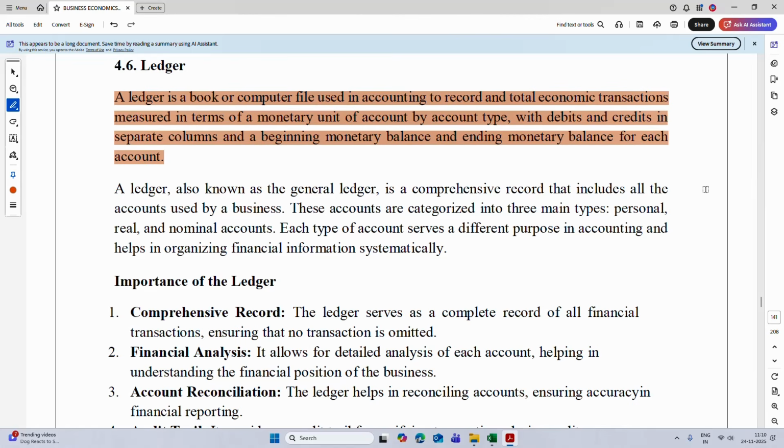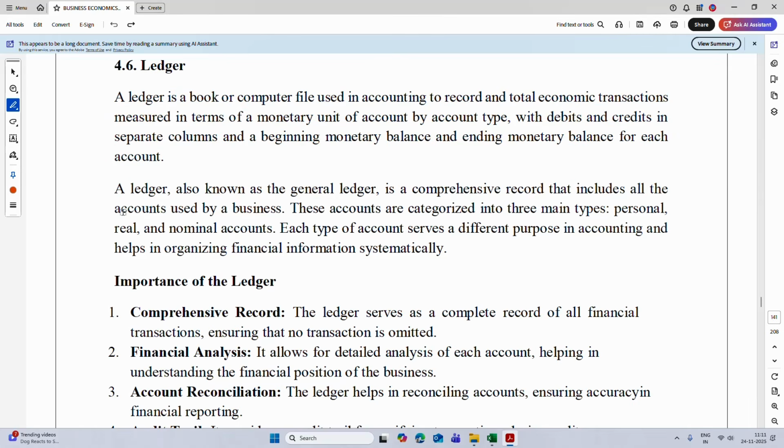A ledger is a book or computer file used in accounting to record and total economic transactions measured in terms of a monetary unit for each account by account type, with debits and credits in separate columns and a beginning monetary balance and ending monetary balance for each account. So basically, what is a ledger?